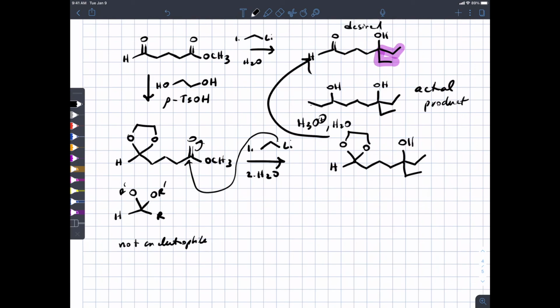Another interesting point is, suppose you had a diol that you wanted to protect, you could use the aldehyde as a protecting group for the diol. All right, questions about that?